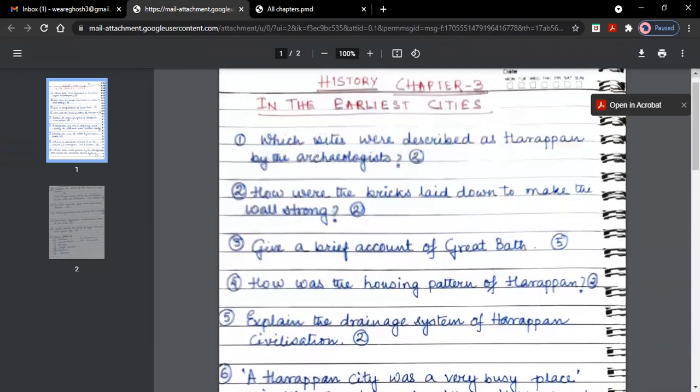If you have any kind of doubt, any questions, write in the comment box. I will try to answer all your questions. And one thing I always tell you, read carefully, check all the spellings. Spellings are very important. So check all the spellings.